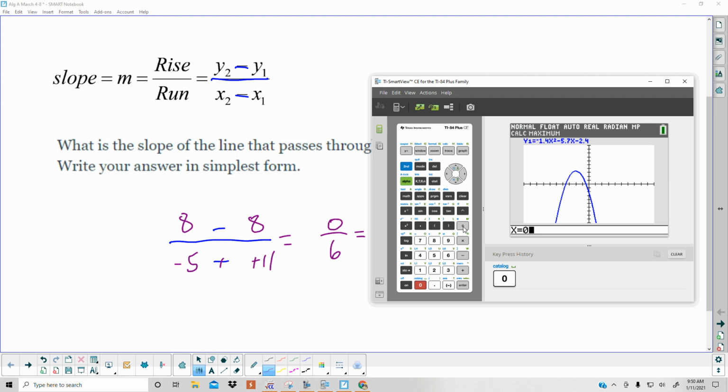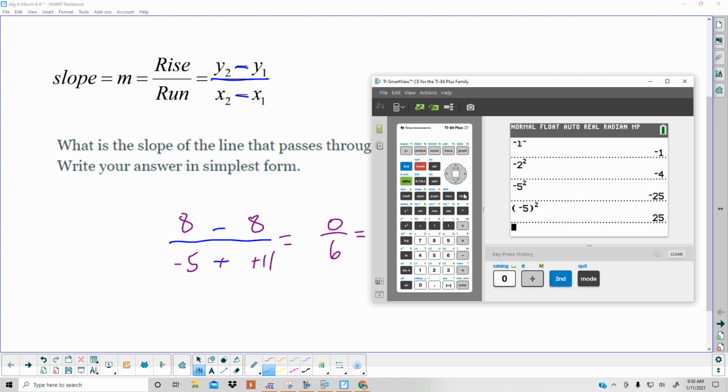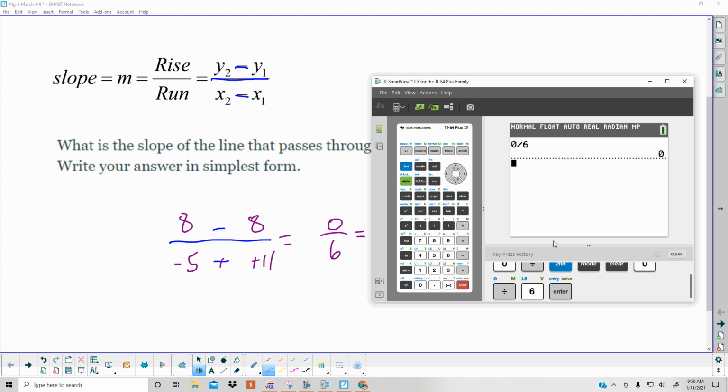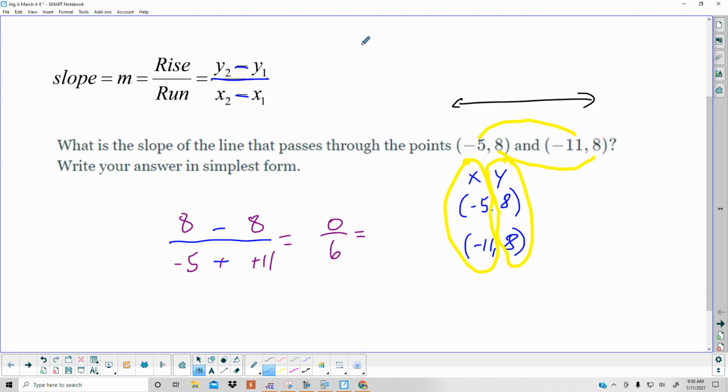0 divided by 6 is worth 0. That's what you need to put as an answer. When you have 0 on top with any number on the bottom, that's worth 0. You always have to simplify that.